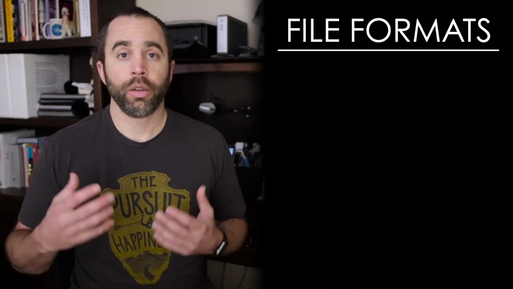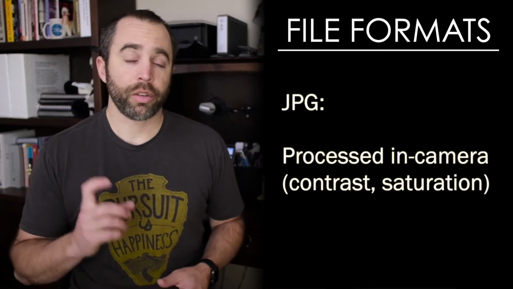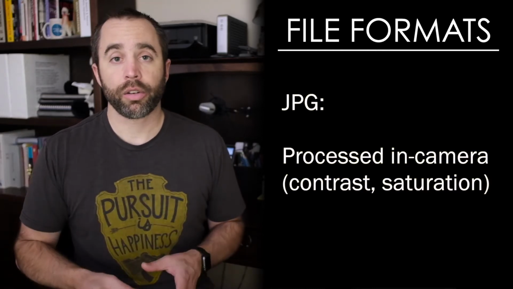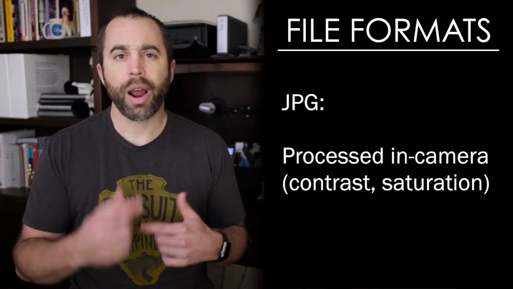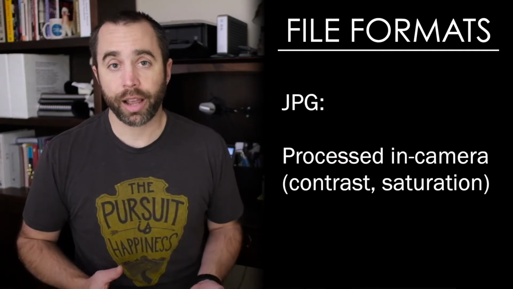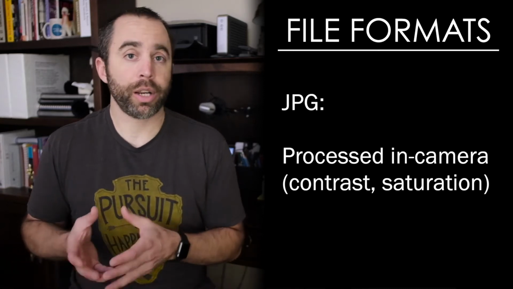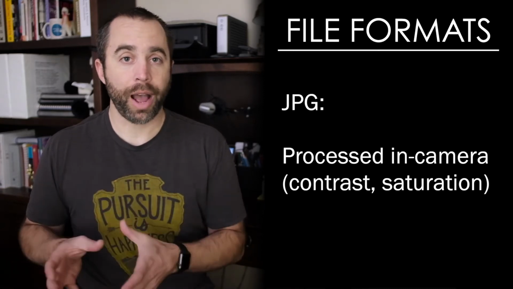In short, for the JPEG file, when you press the shutter button, the light is going to go through the lens, hit the sensor, go through the processor for some processing, like it's going to add some contrast, color, sharpness, and then be recorded to your memory card as a JPEG file.